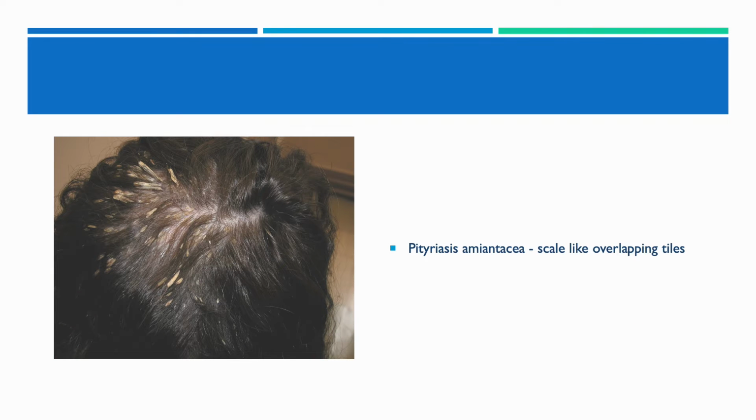This is a rather unusual variant of scalp psoriasis called pityriasis amiantacea. So what happens here is that scale is adherent initially to the scalp, but then will extend up the hair shafts, producing what is almost like an overlapping Mediterranean tile appearance. So pityriasis amiantacea can occur in other skin conditions, but psoriasis is probably the commonest cause. It can also occur in bad extensive scalp seborrheic dermatitis.